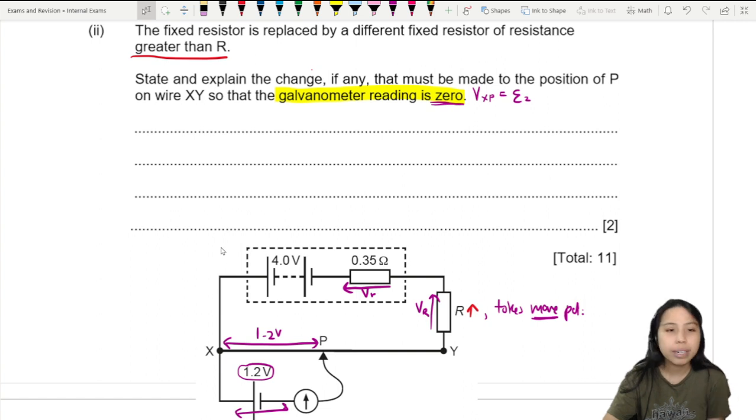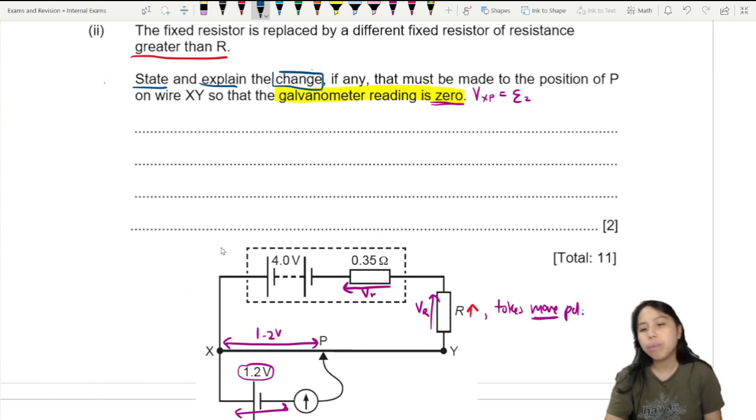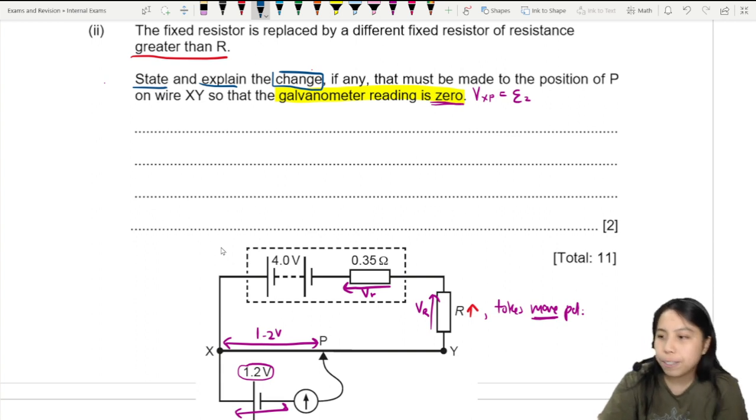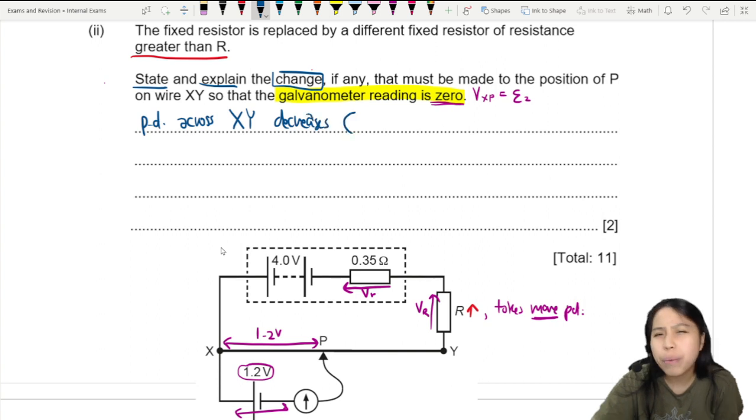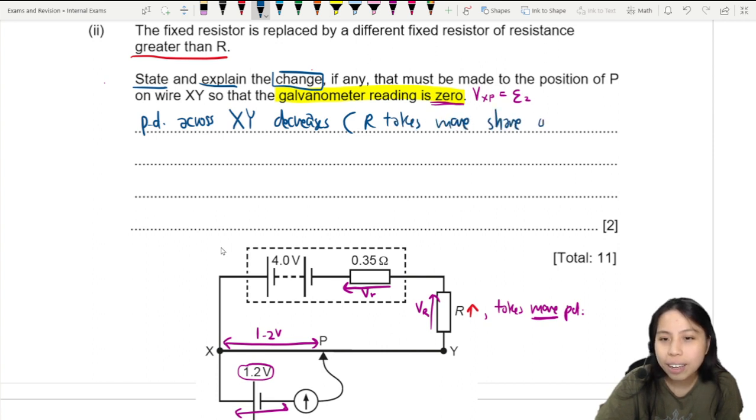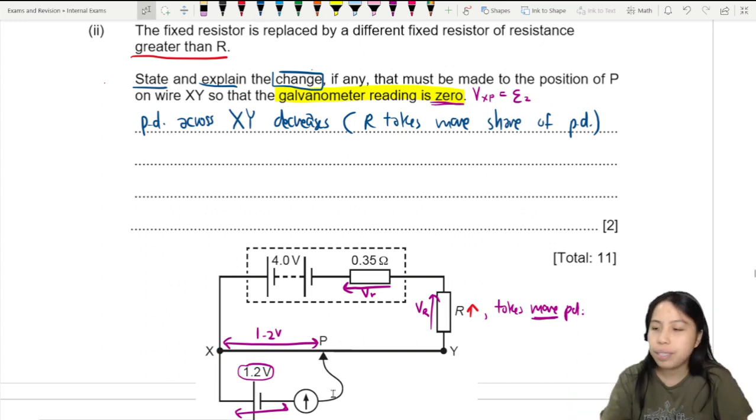So maybe let's write that as the first point, because we need to state and explain what we're doing. The change to make on the position, right? So let's talk about the potential difference first. So first, the potential difference across XY decreases. If you want to explain why, you can say because R takes more share of the potential difference because now the resistance is bigger.